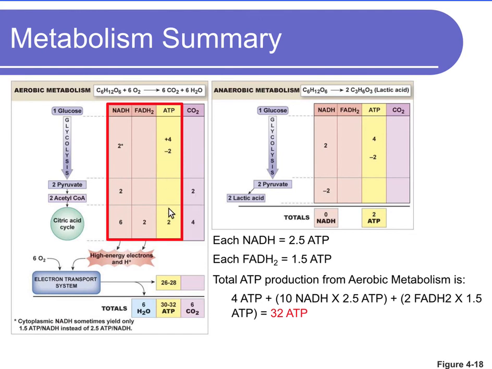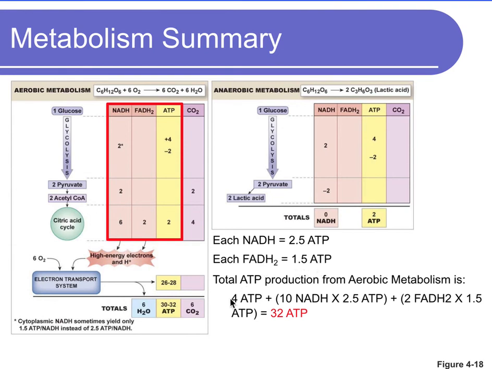All of the ATPs we created, we use just fine, but the NADH and FADH2s have to go through the electron transport system. Now, how much ATP do we get by these guys going through the electron transport system? Well, look over here. For every NADH that goes through the electron transport chain, we get 2.5 ATP molecules. For every FADH2, we get 1.5 ATP molecules.